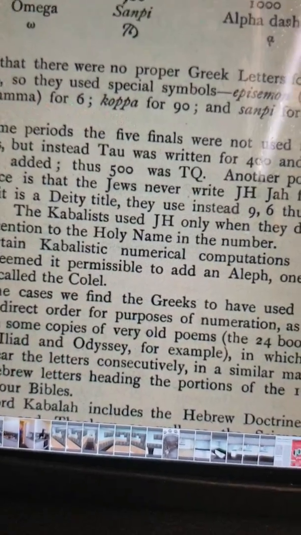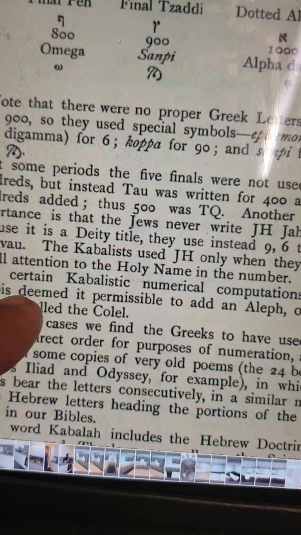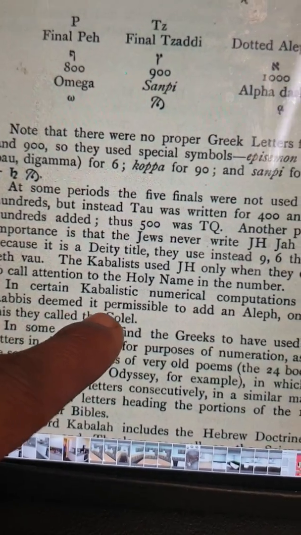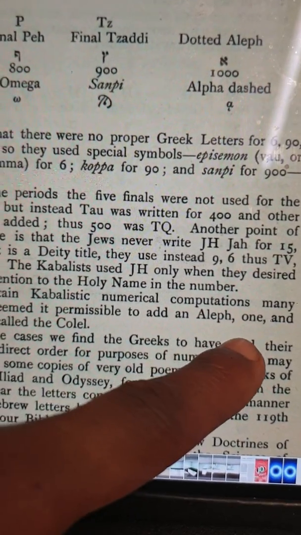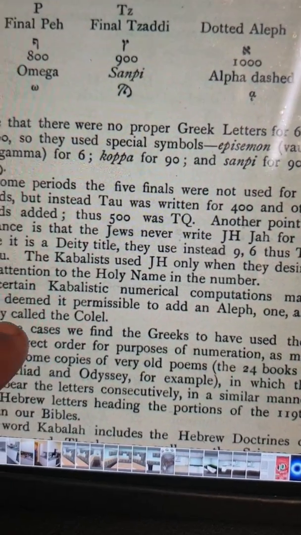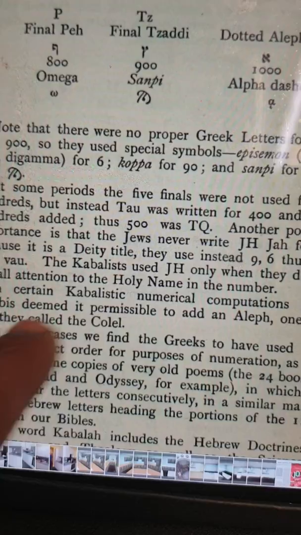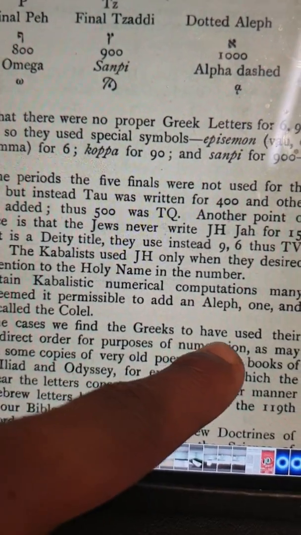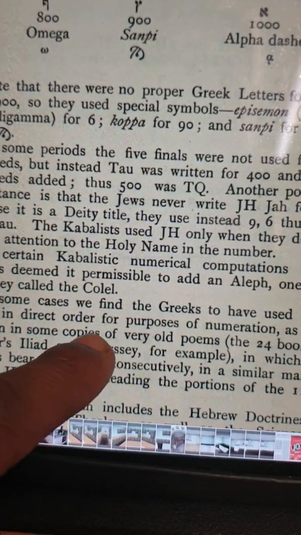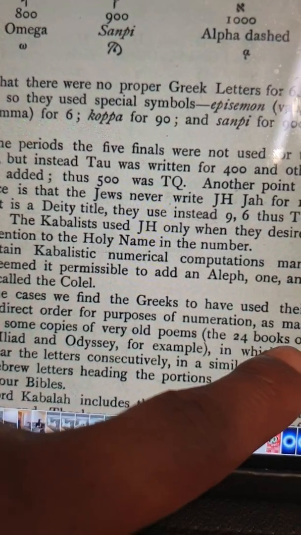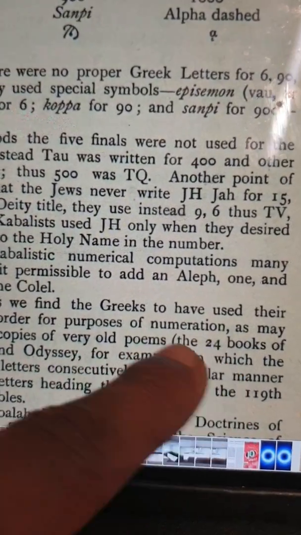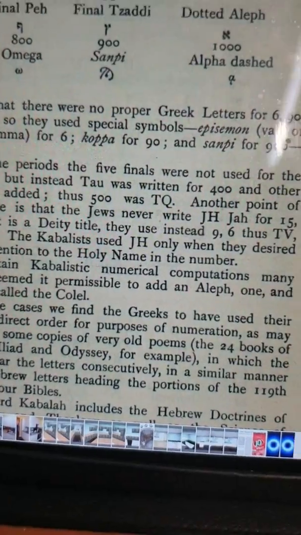It then says that in certain Kabbalistic numerical computations, many rabbis deemed it permissible to add an aleph, which is one, and this they called the kollel. In some cases, we find the Greeks to have used their letters in direct order for purposes of numeration, as may be seen in some copies of very old poems, such as Book 24 of the Homer Iliad and so on.